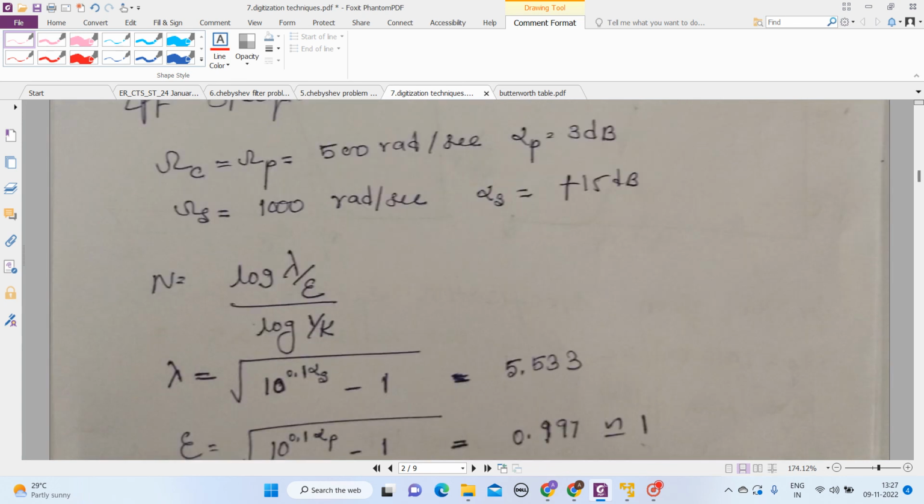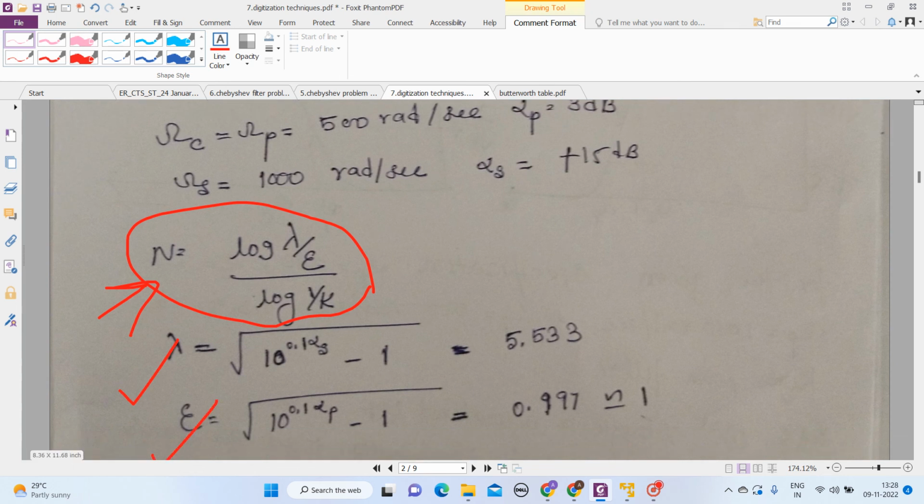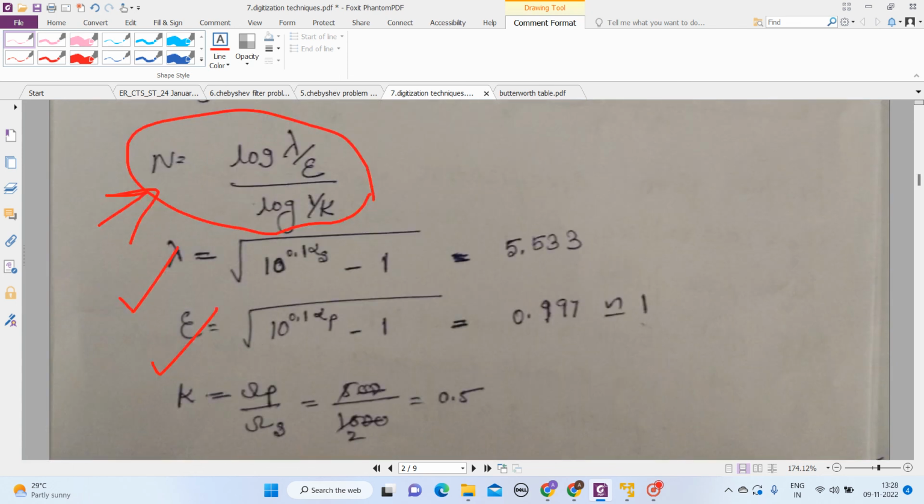So we know this equation, we have already discussed it. N is the order of the filter. First we have to find out the order of the filter: logarithm of lambda divided by epsilon, divided by logarithm of 1 divided by k. So first we have to find out lambda, then epsilon, using these two formulas.